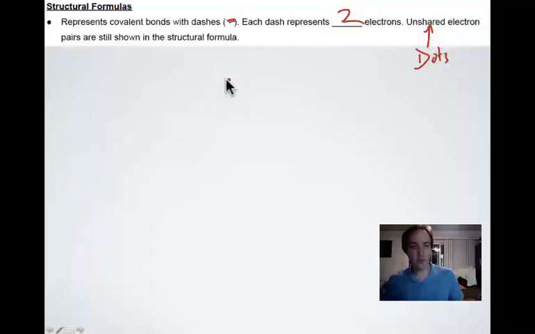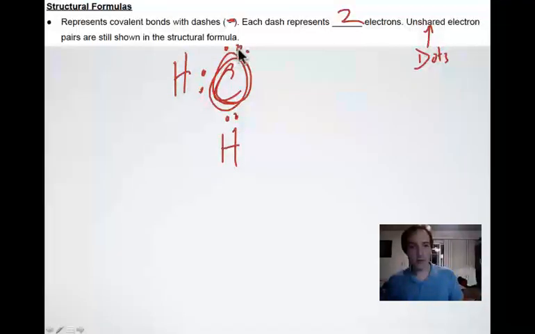So let me give you an example. We did water earlier, right? So we have an oxygen bonded to 2 hydrogens, and then remember the oxygen has 2 lone pairs. Okay, so there's our water from earlier.